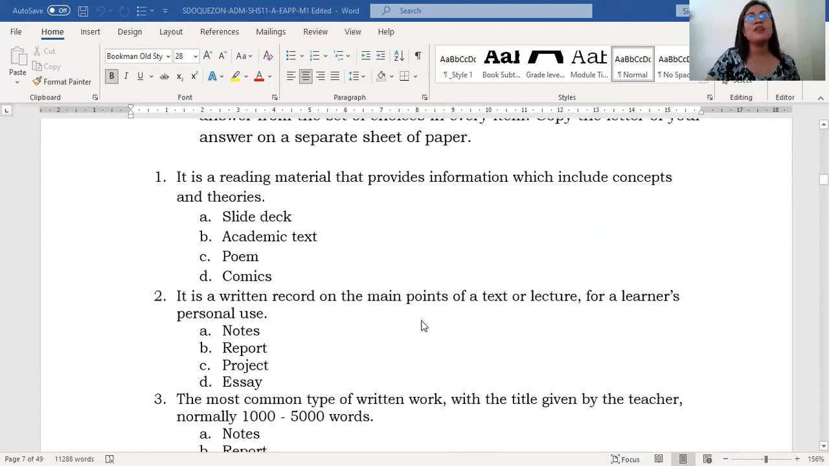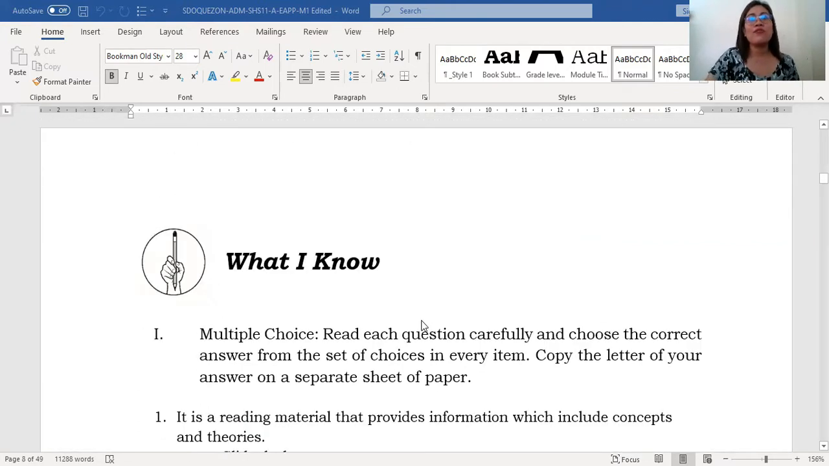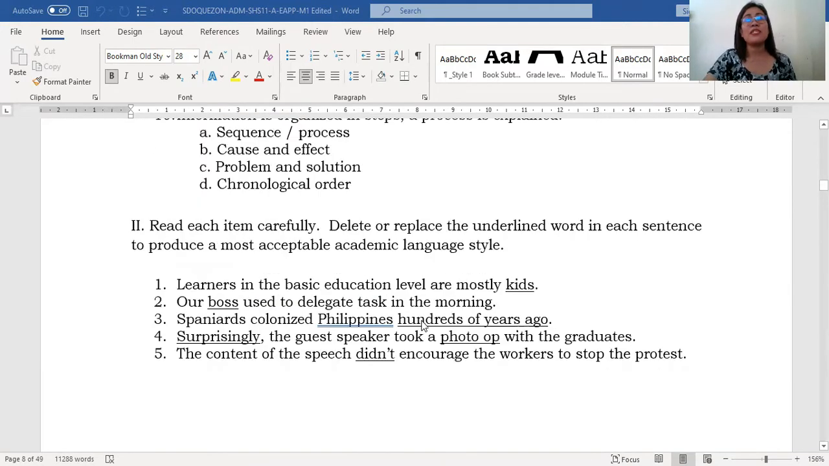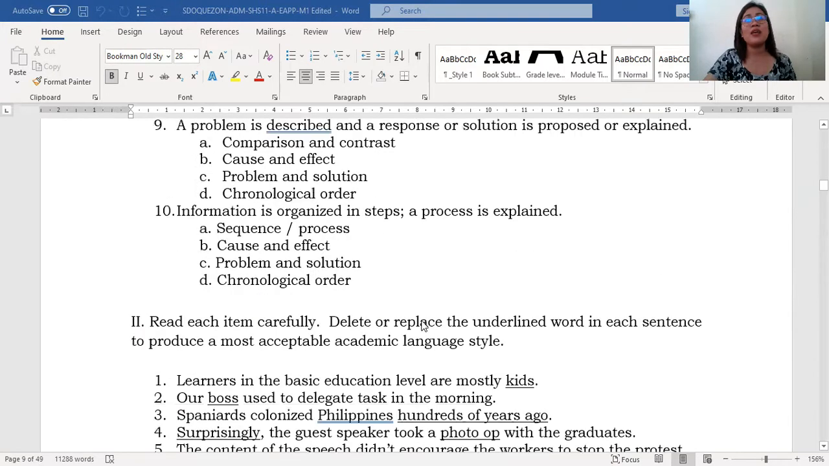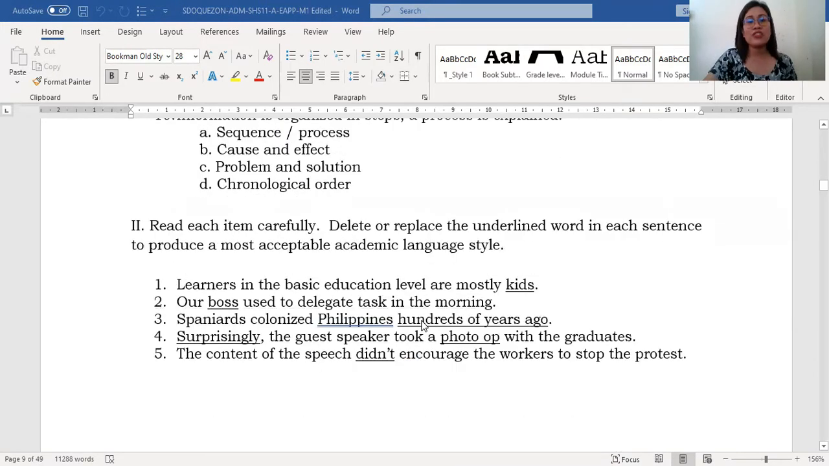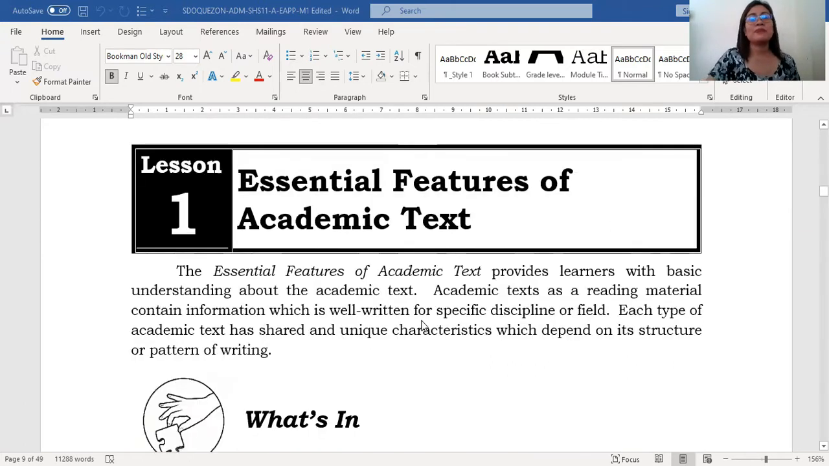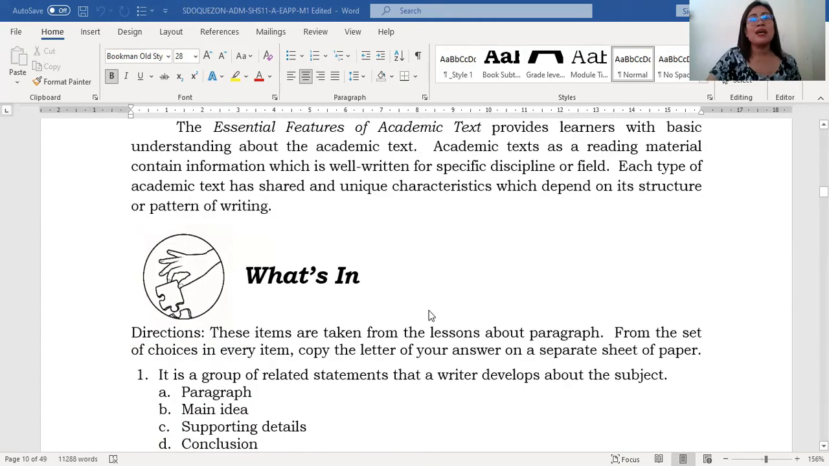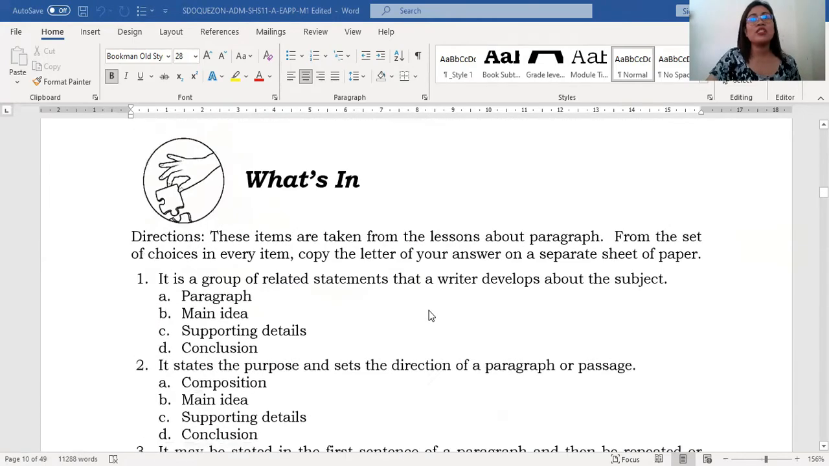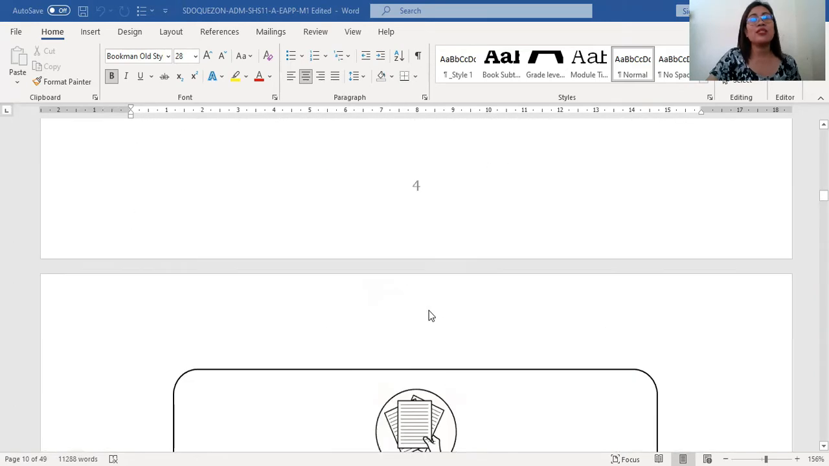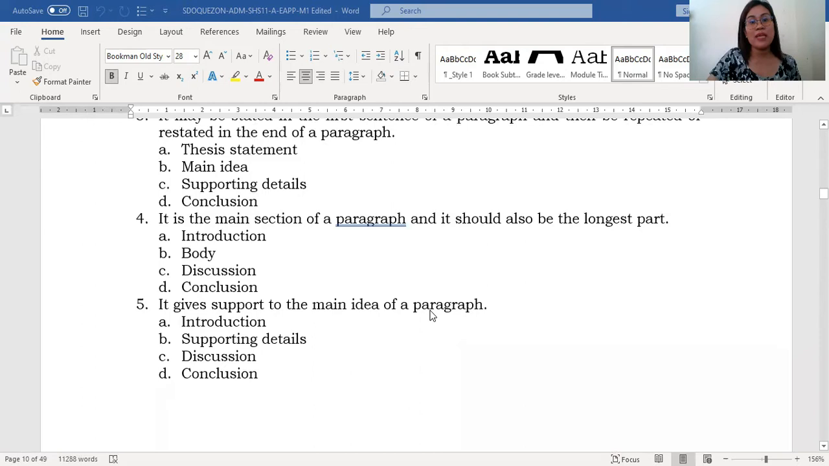So moving on, we have What I Know. For this part, you'll have to answer the following items. I believe these are 15 items, and you'll be given space on your answer sheet or activity sheet to put your answer in here. For Lesson 1, essential features of academic text, you'll be encountering questions for What's In. There are 5 questions in that, and you'll find a space in your activity sheet to put in your answer for that particular area.